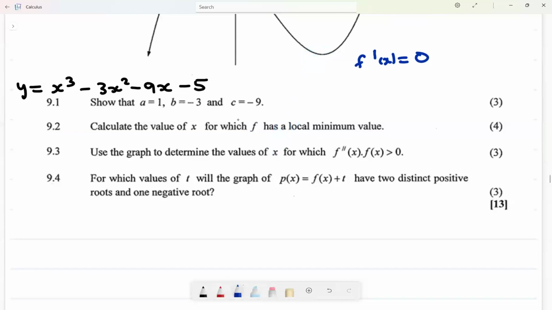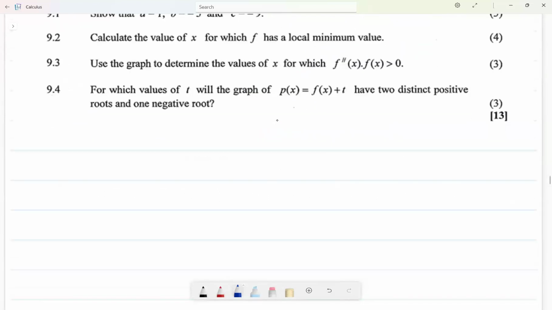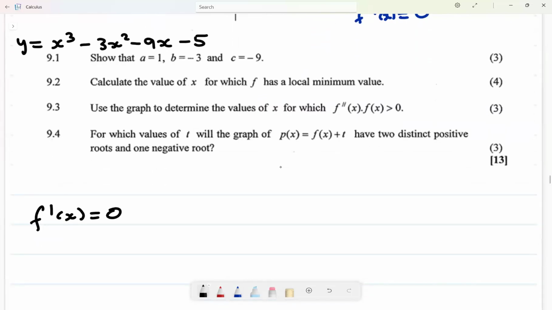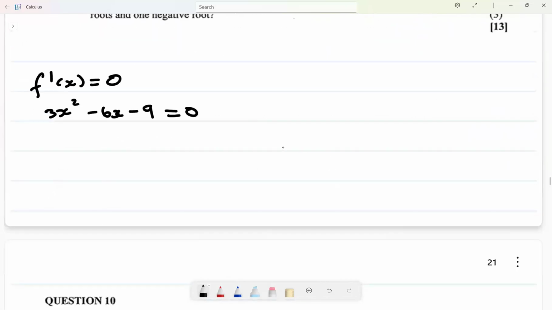I need to differentiate. Remember, for my turning point or local minima and maxima, I need my derivative to be equal to 0. What is my derivative? What is my function first? My function, it is like that. So my derivative should be 3x squared minus 3 times 2, it is 6x, minus 9, it is equal to 0. And then I can take out a common factor and say it is x squared minus 2x minus 3, it is equal to 0.